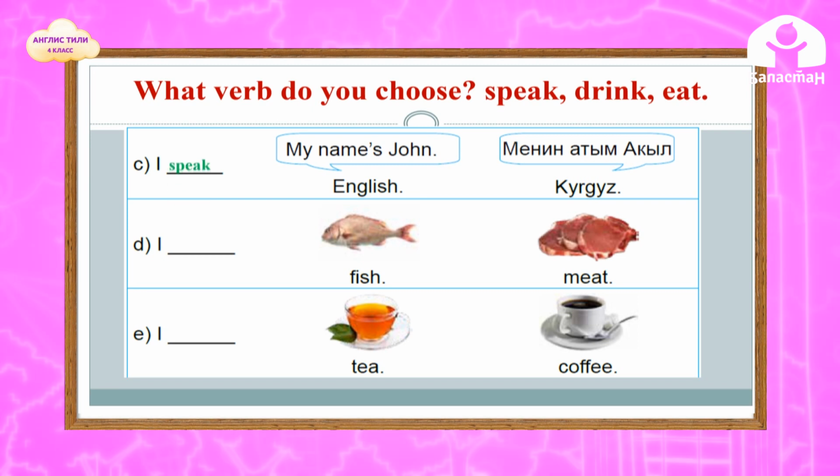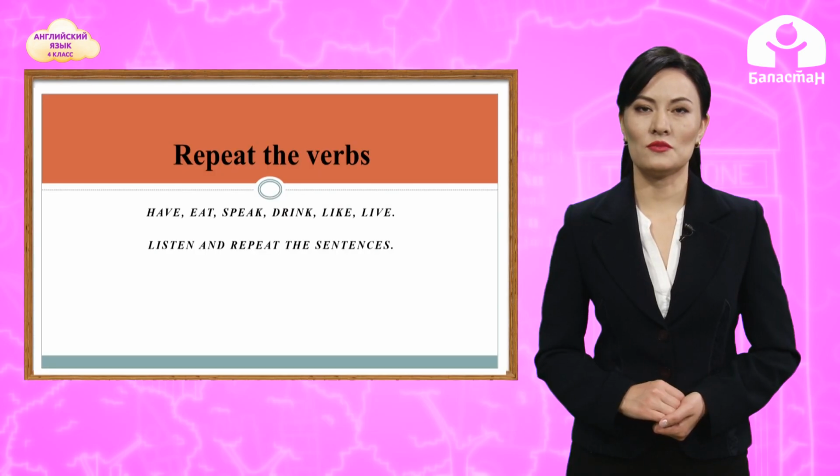I speak English. I speak Kyrgyz. I eat fish. I eat meat. I drink tea. I drink coffee. Now repeat the verbs. Have.